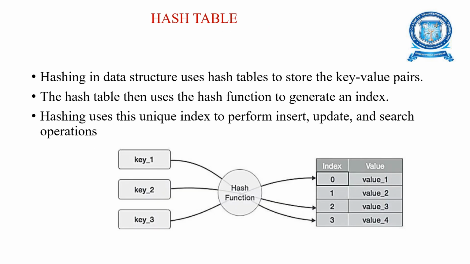A hash table is a data structure that uses a hash table to store key value pairs. Here you can see the keys, the hash function, and the index values 0, 1, 2, 3. The values will be value 1, value 2, value 3 and value 4.